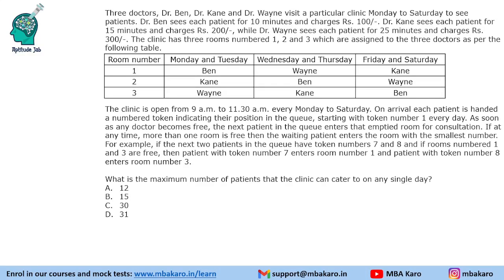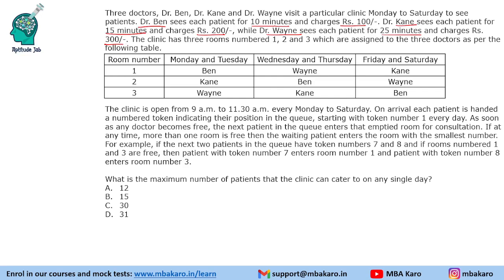This set from CAT 2019 slot 2 DILR says that there are three doctors, Ben, Kane and Wayne. They visit a particular clinic Monday to Saturday to see patients. Dr. Ben sees each patient for 10 minutes and charges rupees 100. So Ben charges 100 rupees for 10 minutes. Kane sees for 15 minutes and charges 200. And Wayne sees for 25 minutes and charges 300.